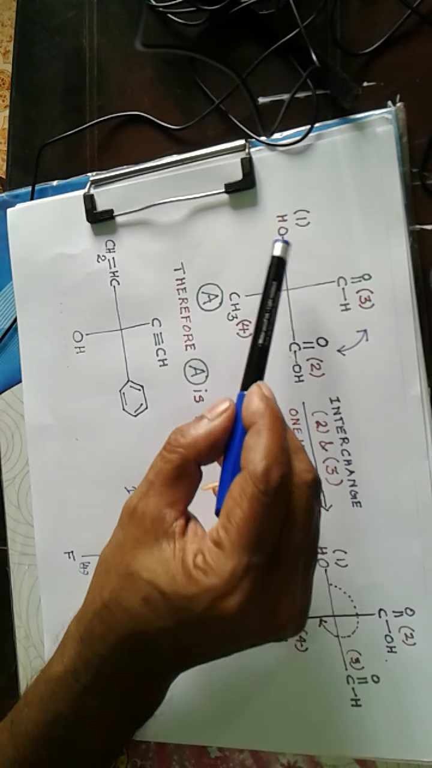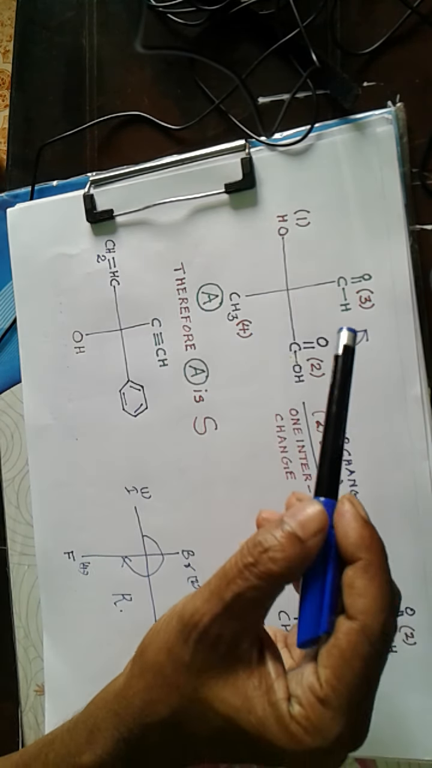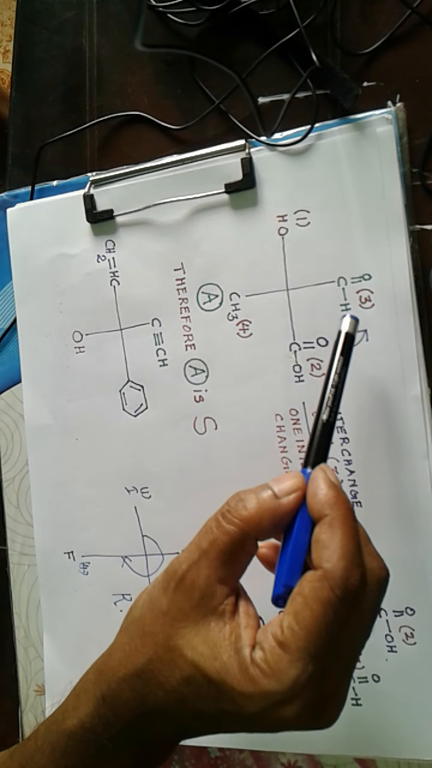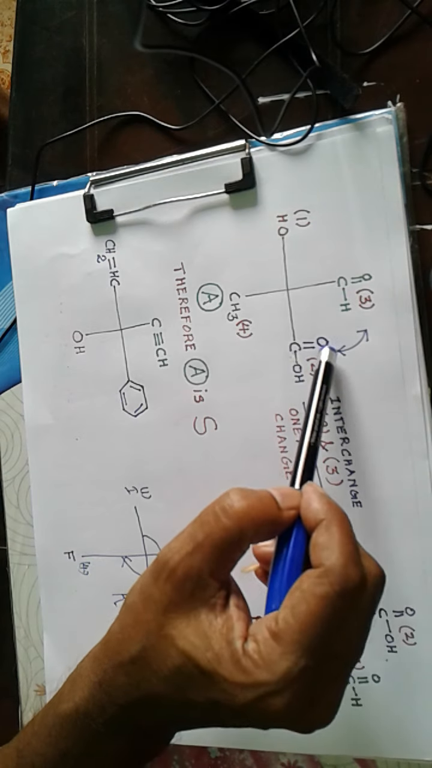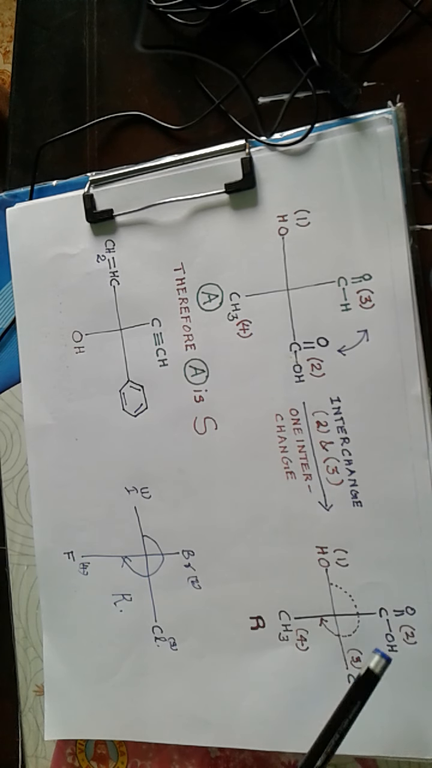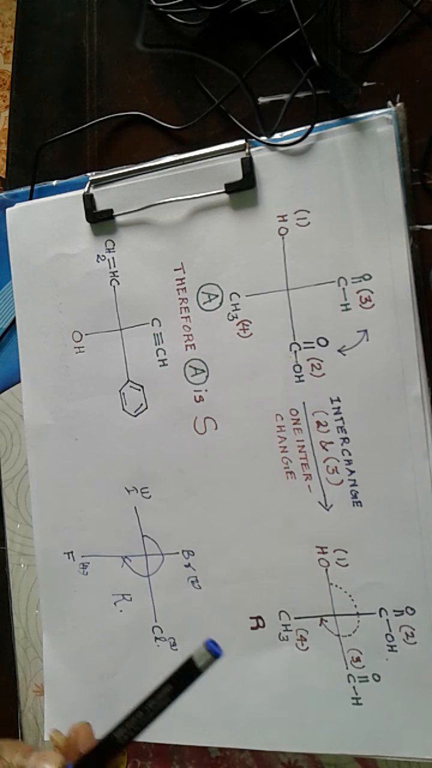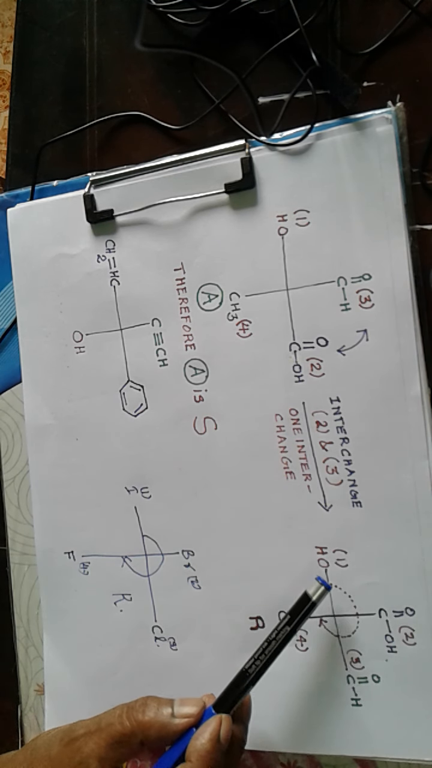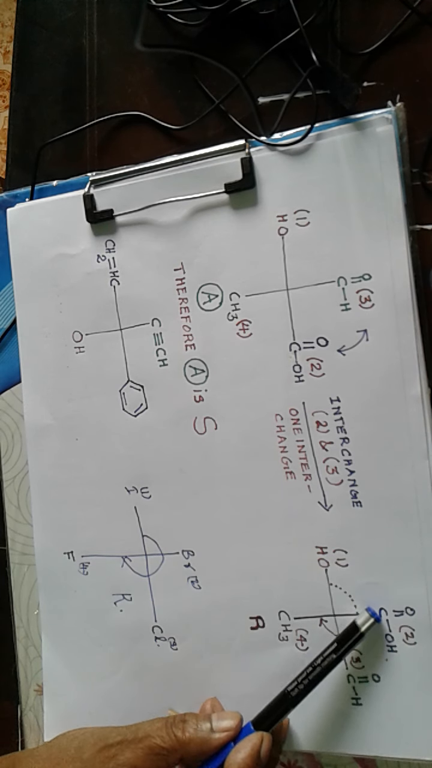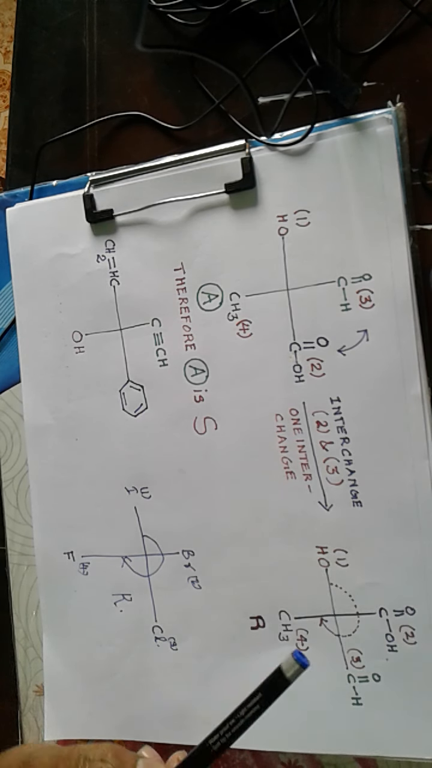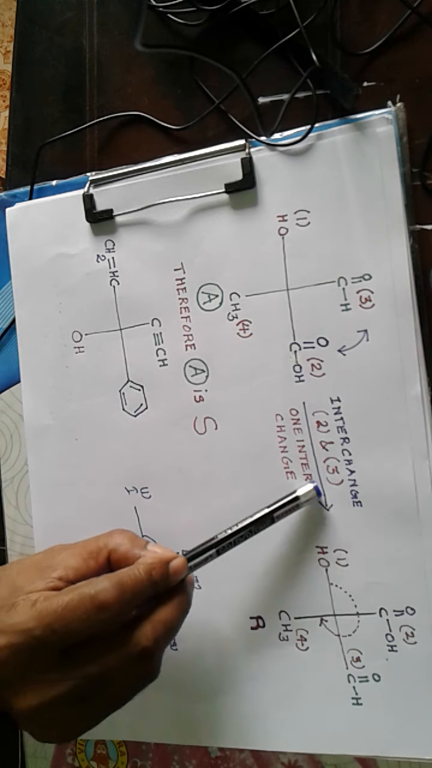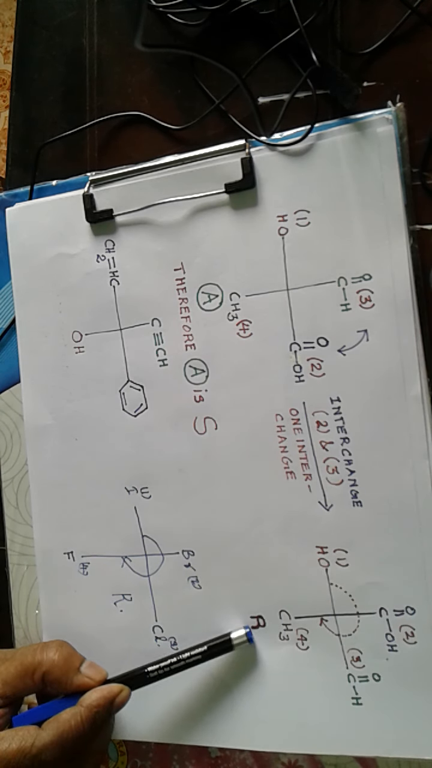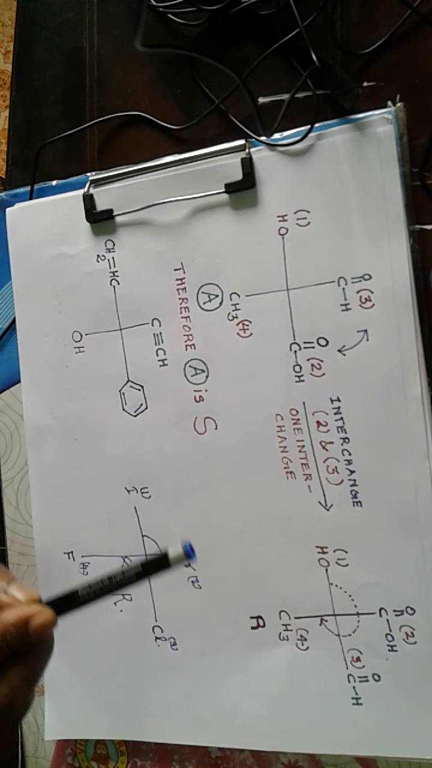Then this is not in order, it is 1, 3, 2, we have to change it into 1, 2, 3. For that we have to interchange the 2 and 3 groups. So COH comes here and CHO comes here. Then the arrangement is in a clockwise manner, 1, 2, 3. So this is R, and since there is only one interchange, the configuration is inverted, which means the original configuration is the inverse of this one, that is S.